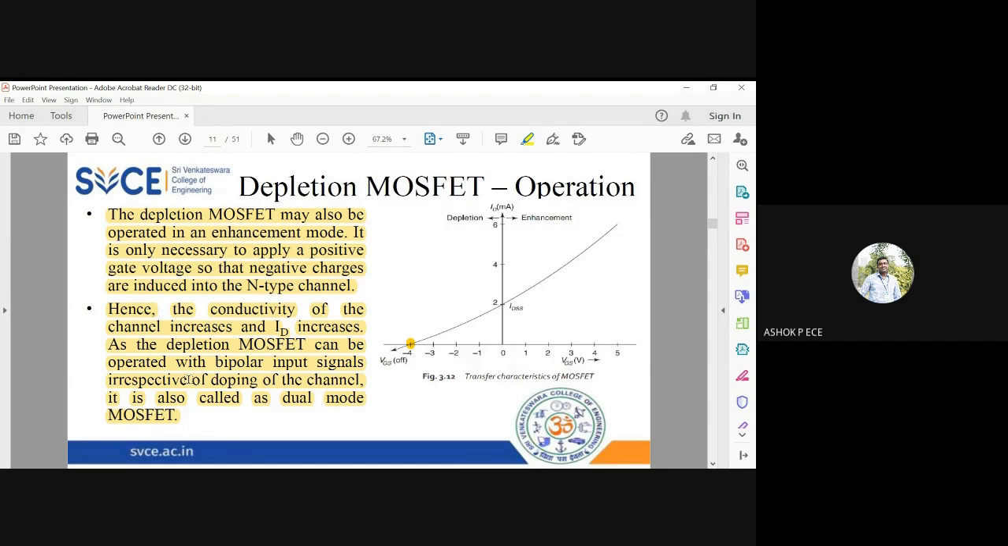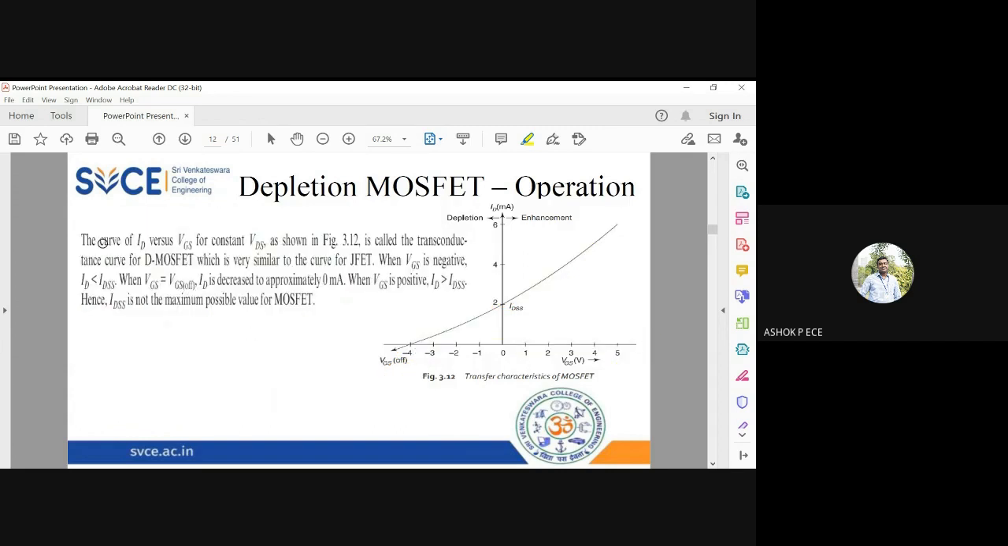The same graph you see here is common for both enhancement and depletion. Whenever VGS is positive, you call it an enhancement MOSFET and you can see the drain current is increasing. Whenever VGS is negative, it is a depletion MOSFET and the drain current reduces until at one point the drain current becomes zero. That value of VGS is called VGS off, or sometimes pinch off. Okay, VGS off, cutoff or pinch off all mean the same thing. You can see this graph, ID versus VGS for constant VDS. This is called the transconductance curve.